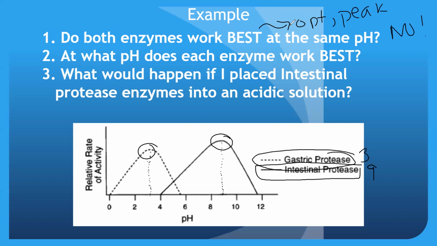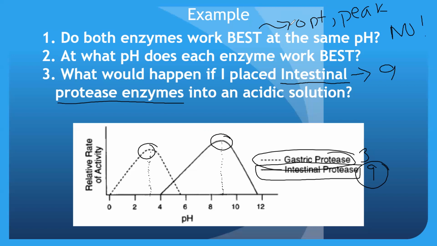All right. And so my last question is, what would happen if I placed intestinal protease enzymes in an acidic solution? So the first thing we have to know is where intestinal protease enzymes work best. Intestinal protease enzymes, that's the solid line, work best at, we said, 9. So they work best at the pH of 9. That's what we just said in our last question.